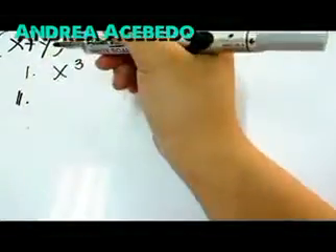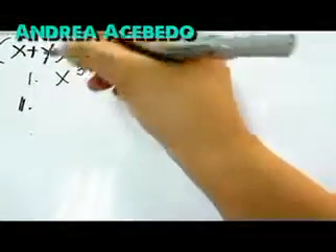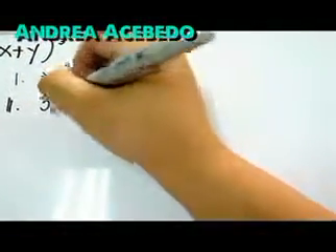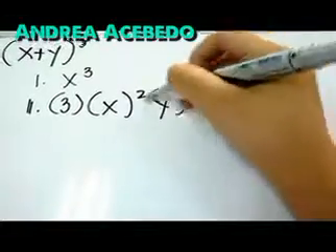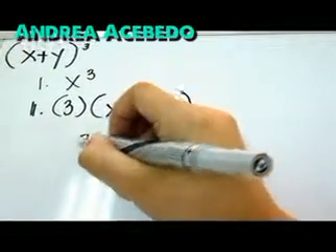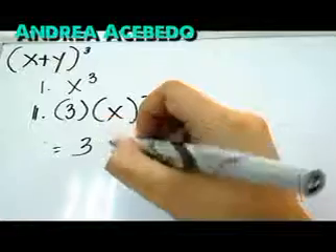Now, the second step is to thrice the product of the square of the first term and the last term, so that will be 3x. The product of that will be 3x squared.